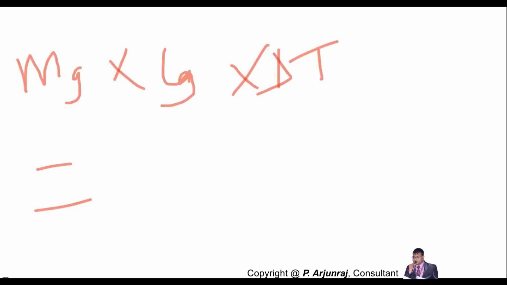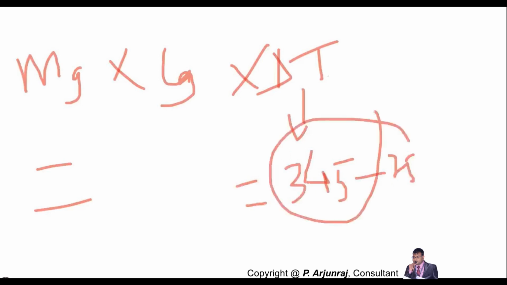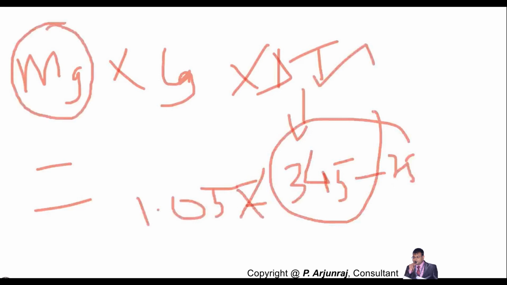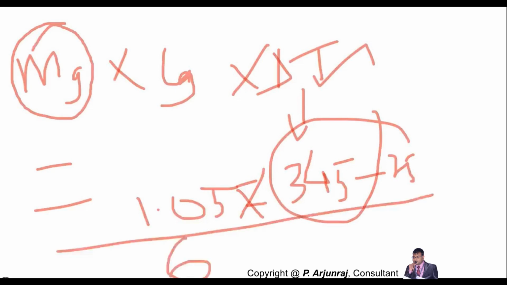See, first we'll go with the known facts. Delta T is nothing but 345, the exhaust gas temperature, minus 25, the room temperature. So we got this value. Cg we need to assume as 1.05. So we got these two values, and again we need to divide this by 60. Only we need to find out the mass flow rate of the gas.